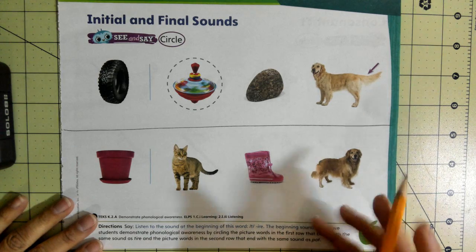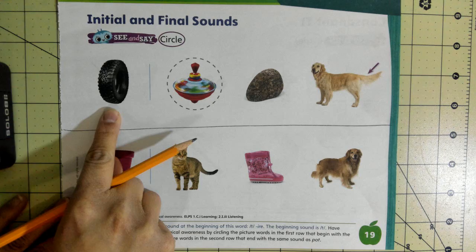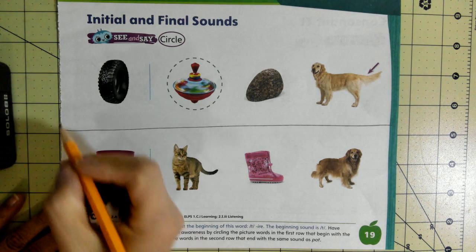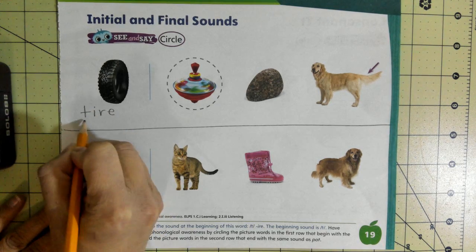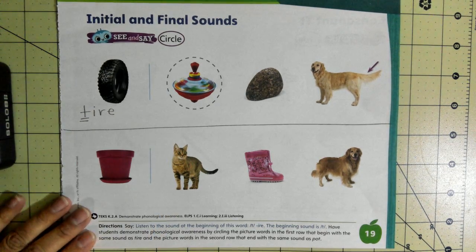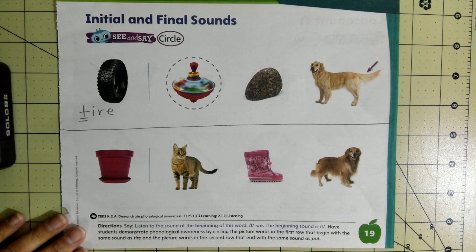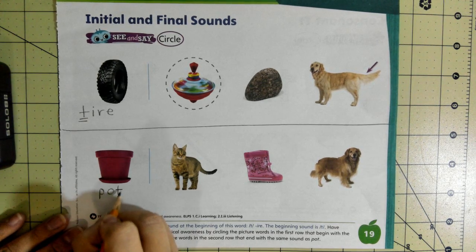Okay, so let's look at this picture. We have the picture of a tire. What's the first sound we hear in tire? Right, it's t. Tire. Okay, it's the first sound. Then here we have the picture of a pot. We hear the t sound at the end of the word, pot.